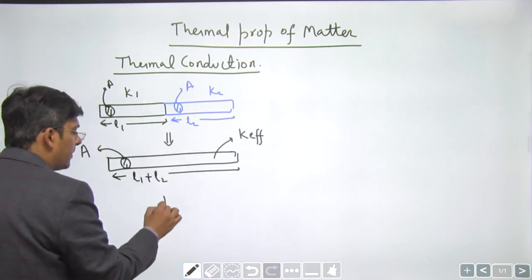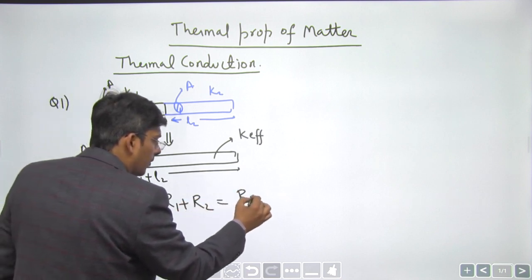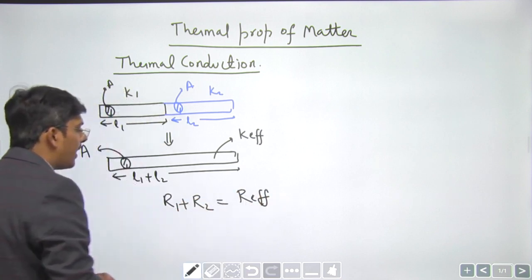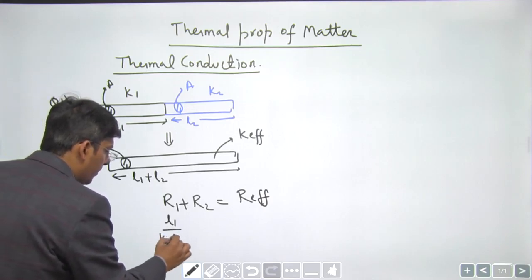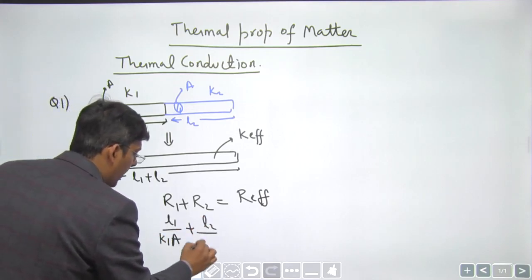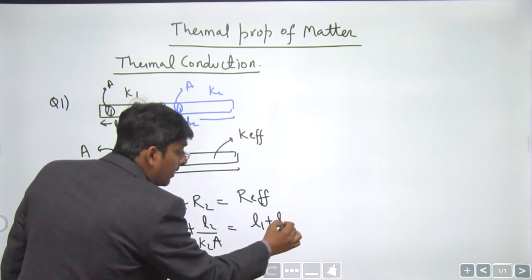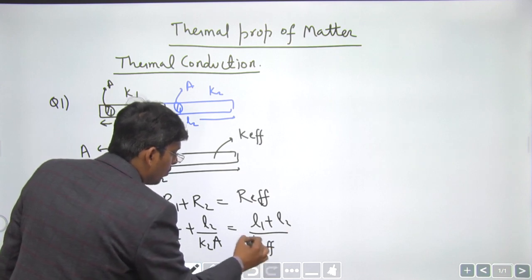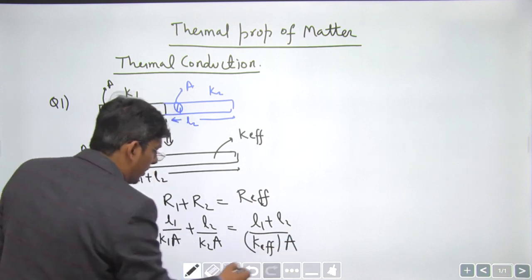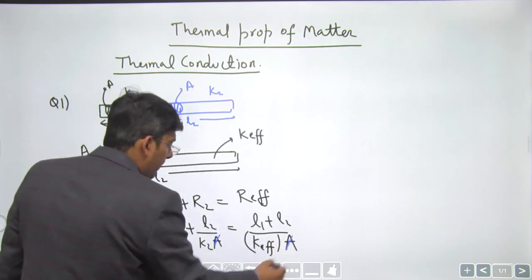The effective resistance for the two slabs is equal to the effective resistance of the equivalent slab. This is L1 by K1 into area plus L2 by K2 into area, equal to L1 plus L2 divided by K effective into area, dear students. We are going to cancel the value of area from everywhere. Area is going to die.